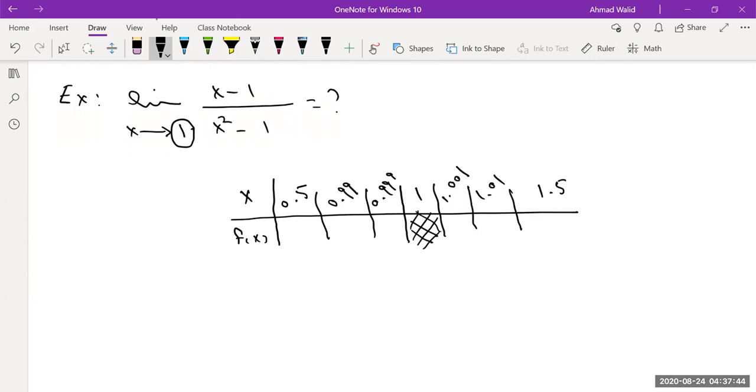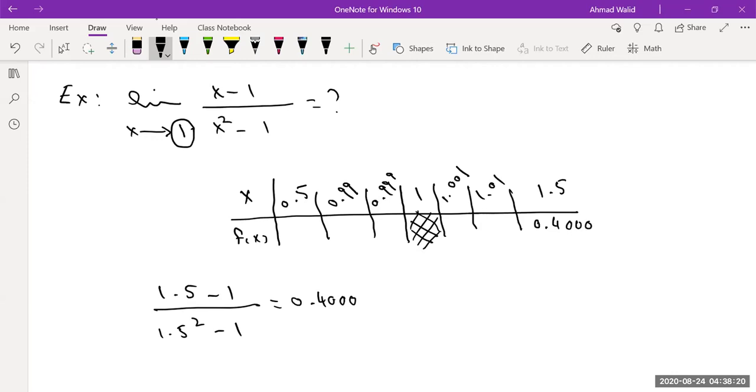If you plug in 1.5 in this function, I'll just put one of them, then the rest I'll just fill in these numbers here, but you can do it at home with your calculator. If you plug in 1.5 in this, you get 1.5 minus 1 over 1.5 squared minus 1. And if you simplify this calculation, it gives you 0.4000, correct?